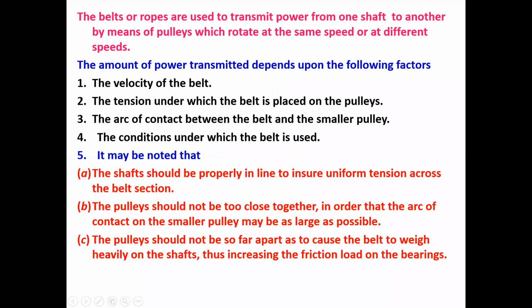Now all of you observe. What is the purpose, or what is the meaning, of the belt or rope drive? It is generally used to transmit power from one shaft to another shaft by means of pulleys, which rotate at the same speed or at different speeds. That may also happen when we use belt drives or rope drives.